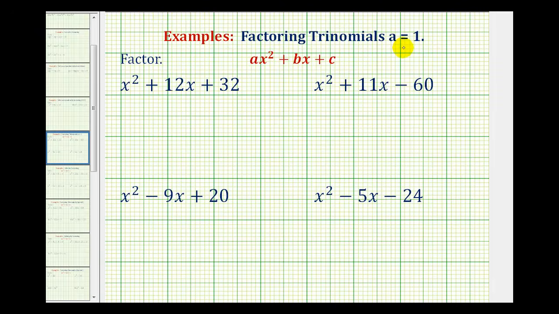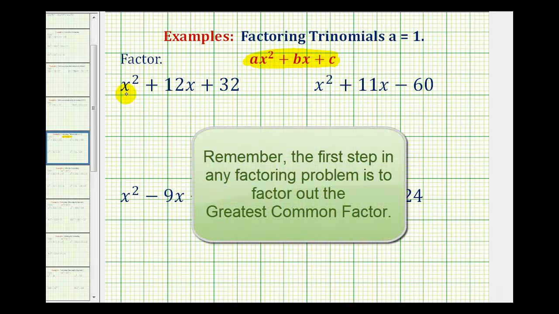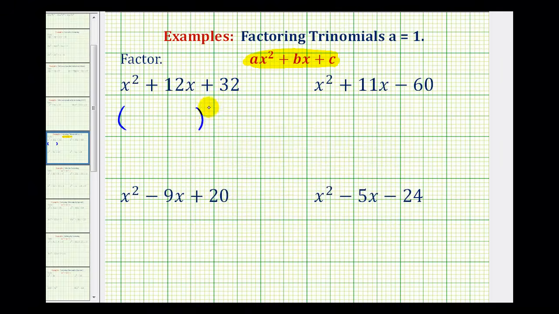Now we want to factor trinomials in the form of ax squared plus bx plus c when a is equal to 1, meaning the first term is going to be x squared. So looking at our first example, the only common factor between these three terms is 1. So if this does factor, it's going to factor into two binomials. And the first terms of each binomial will come from the factors of x squared.